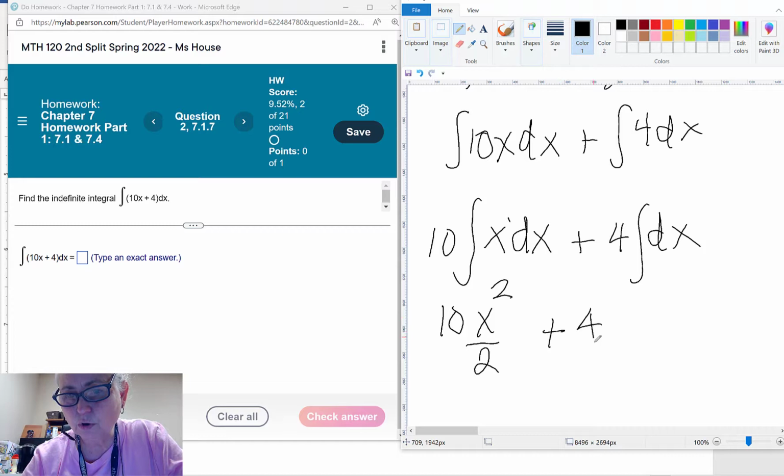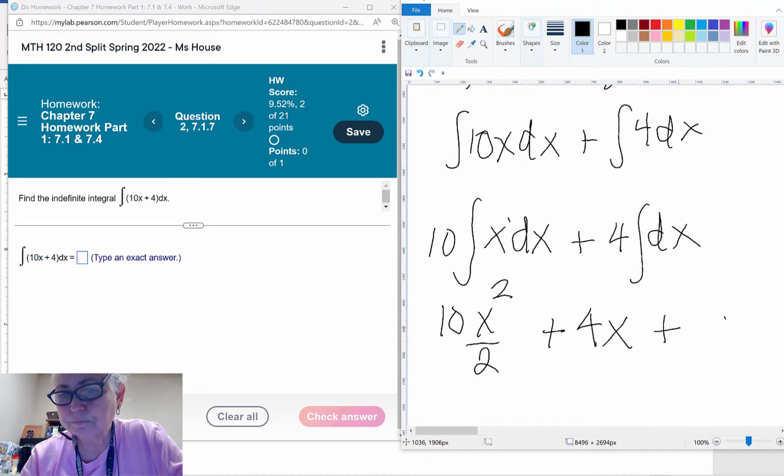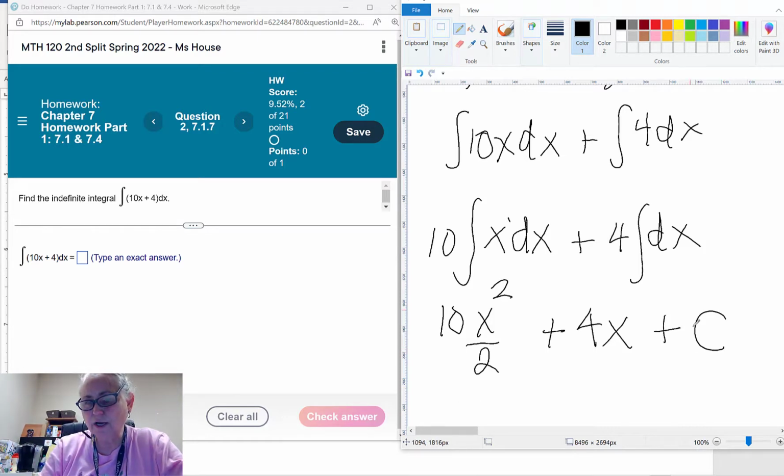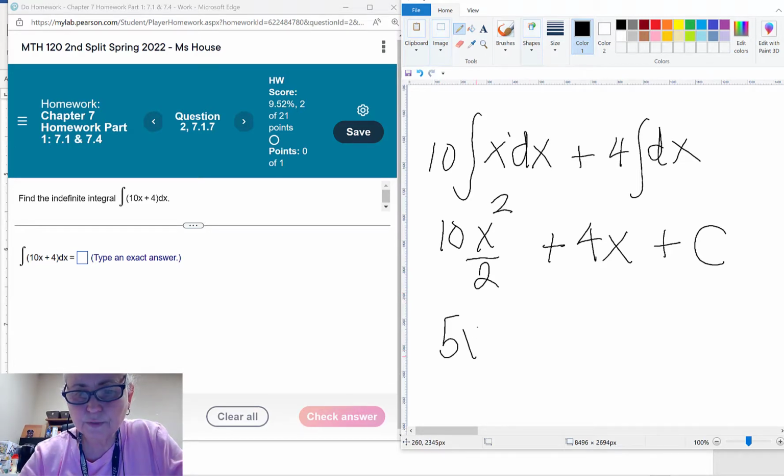Plus 4, if it was a constant, the function was just x, right? Because what's the derivative of 4x? It's 4. And then we need a plus c. Now we don't have to add the constant twice, we just add the plus c. And then we've got to reduce this. 10 divided by 2 is 5x squared plus 4x plus c.